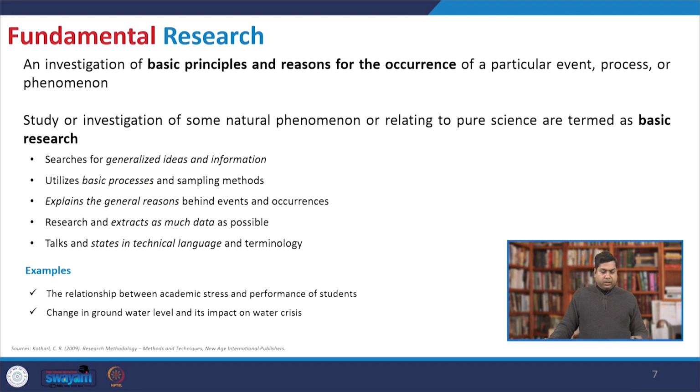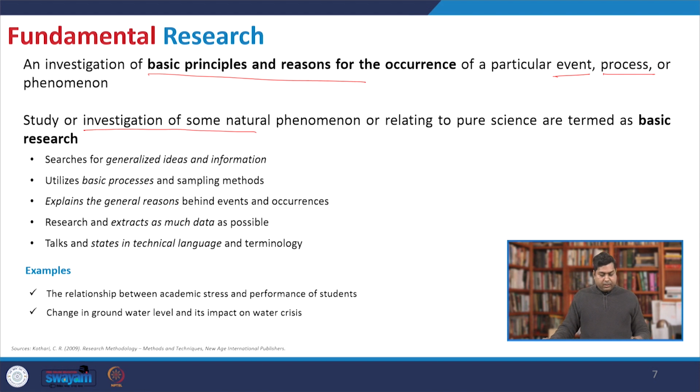Moving forward, then we have this called fundamental research. This is the investigation of basic principles and reasons for occurrence, and here it is much more hardcore research. Normally we also refer to this as basic research. So in this case, the study and investigation of some natural phenomena or relating to pure science is called basic research. In this case, we try to understand the reason for different events, processes and phenomena.